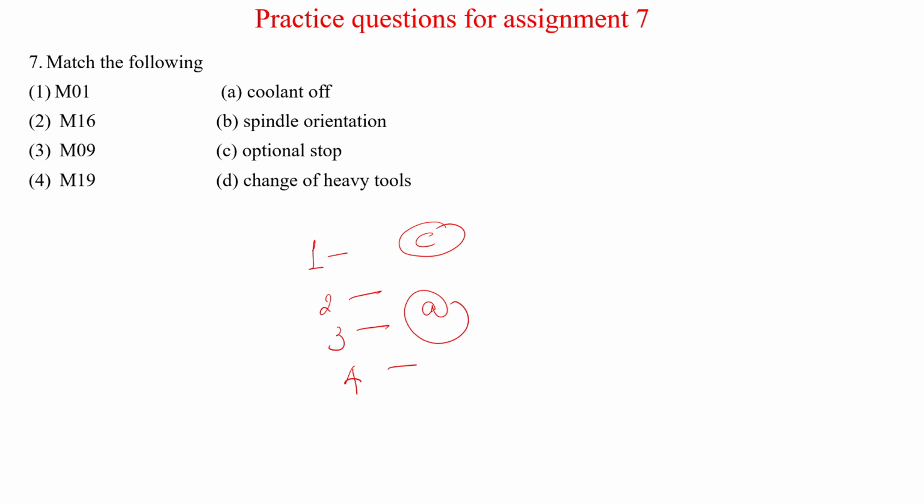I have not given you the options. Option is also given. So see, you don't know about this, na? M19 you don't know, M16 you don't know. So in this type of question, you have to just match the option, right? I'll just tell you, because if I would have given you the option, you might have understood. So M01 is optional stop, C. M16 is the change of heavy tools, and M9 is coolant off. Sorry, M19 is spindle orientation, B.